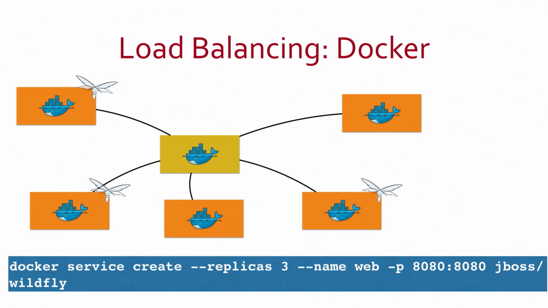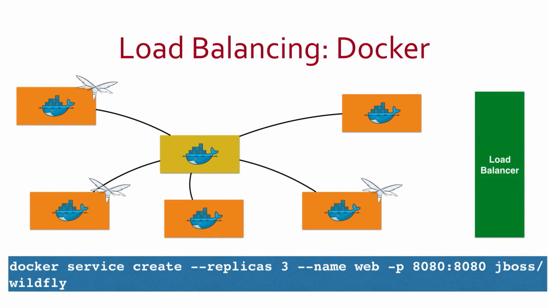How does load balancing work here? So now I'm running a 5-node cluster here. In the 5-node cluster, I'm only running 3 instances of the Wildfly application server. But what I've done is I've exposed port 8080 on the host to port 8080 on the container. Now, your load balancers are typically not container aware. They are indeed host aware, though.